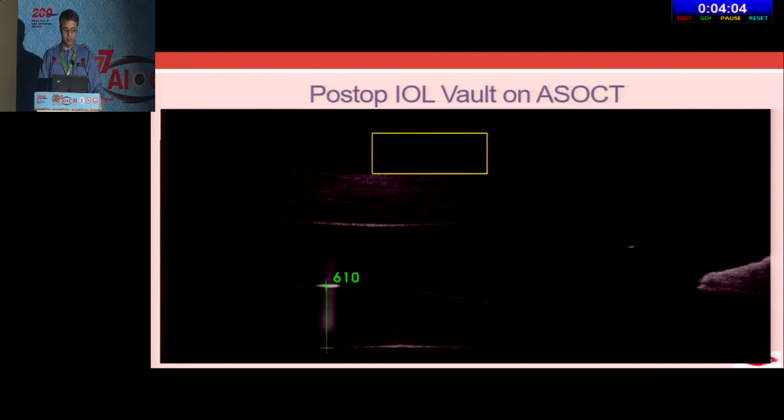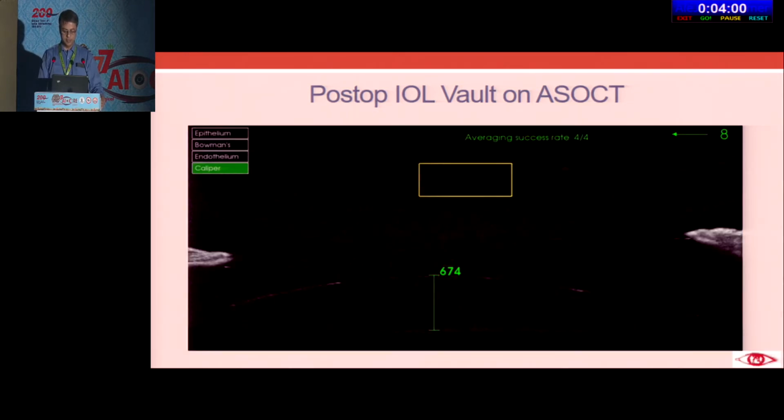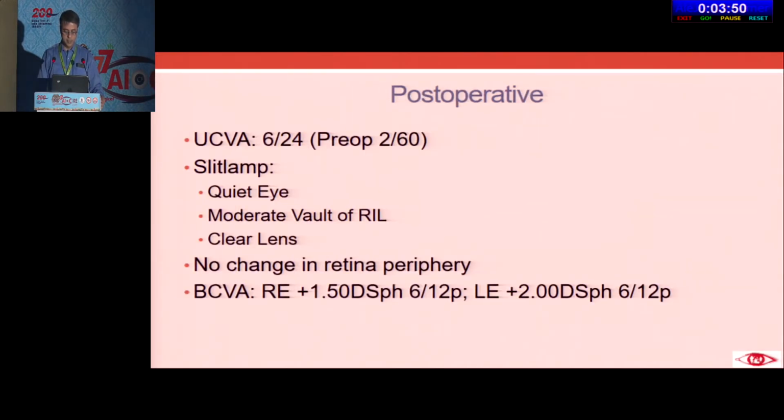And this is the vault that I got, which is absolutely fine. 610 on one eye, 674 on the other side. It's again on an ASOCT. This is just about 2 weeks after the surgery. And the patient improved from 2/60 to about 6/24.